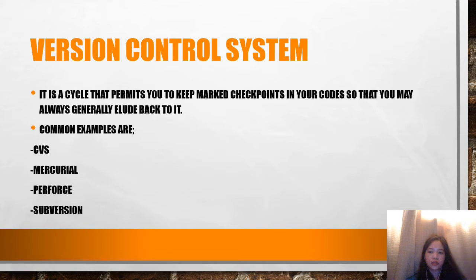There are numerous highly accepted version control systems accessible, and most of them have their own specific features and subtleties. A few common examples include CVS, Mercurial, Perforce, and Subversion.